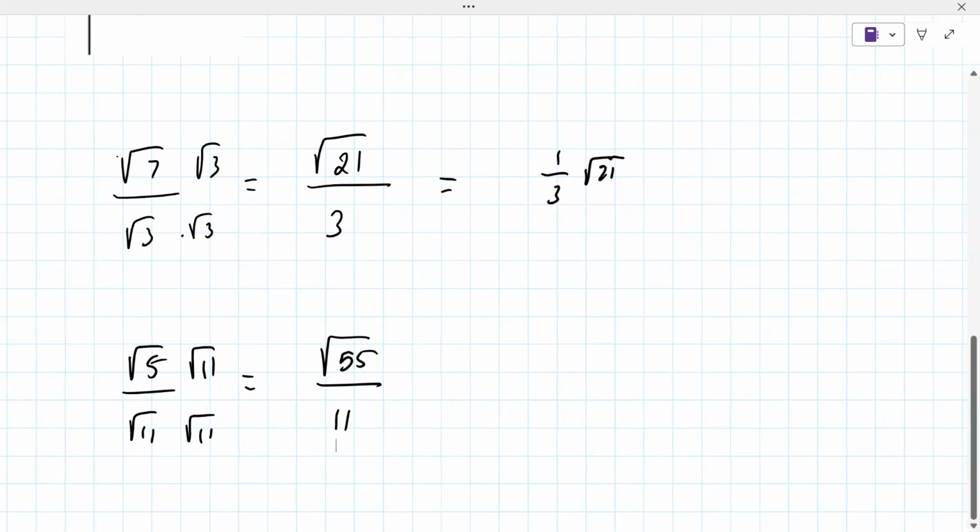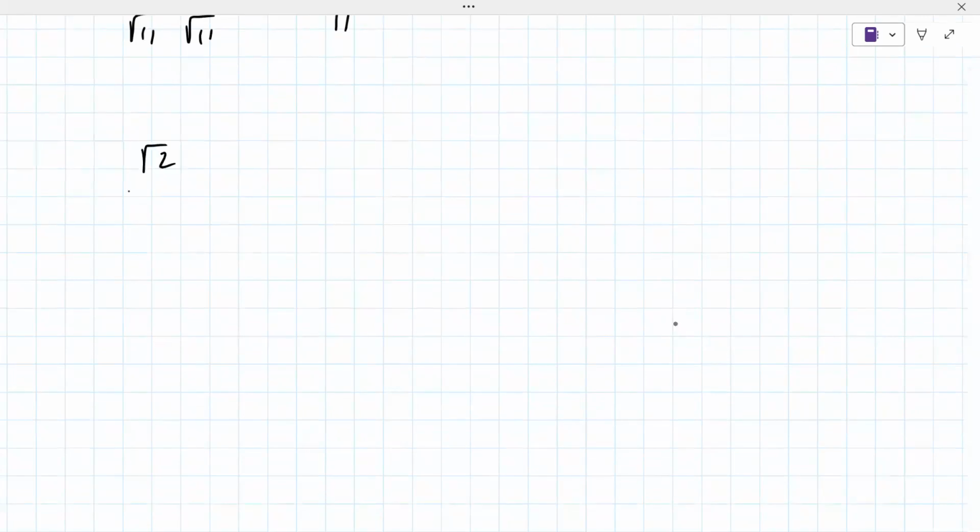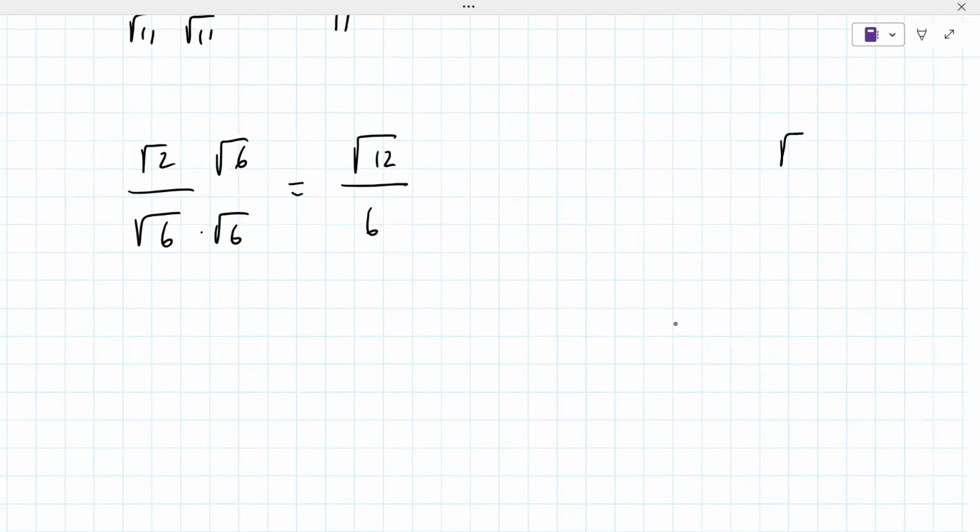But the next one does. The next one is square root of 2 over the square root of 6. When you multiply the top and bottom by the square root of 6, it is the square root of 12 over 6. But the square root of 12 does reduce.